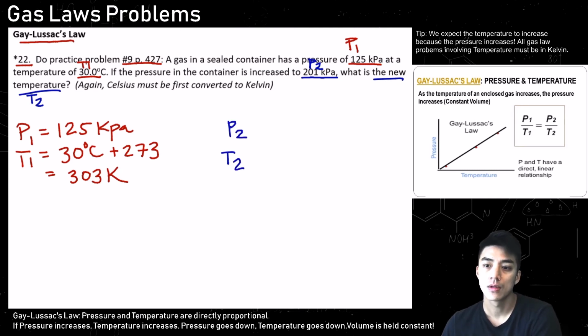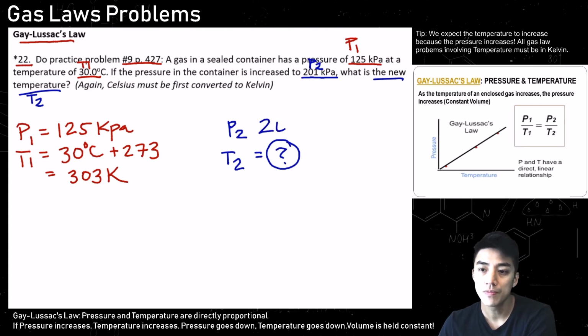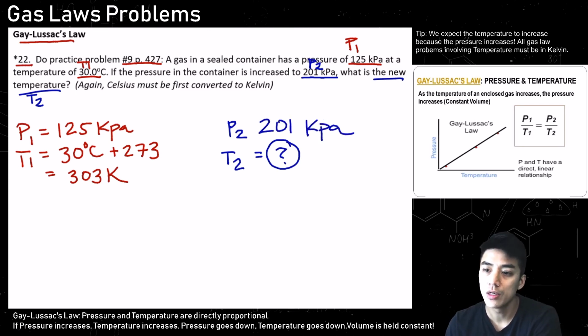P2 and T2, let's figure this out. So T2 is what we're going to solve for. Our P2 is 201 kilopascals. So we expect the temperature to go up because the pressure has gone up.